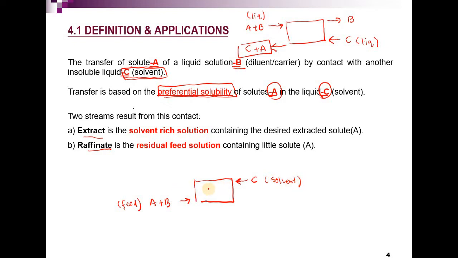So this is the solvent. As a product, C will extract the component A, giving C plus A. This product is what we call the extract. B will leave the system as the byproduct, and we call it the raffinate.